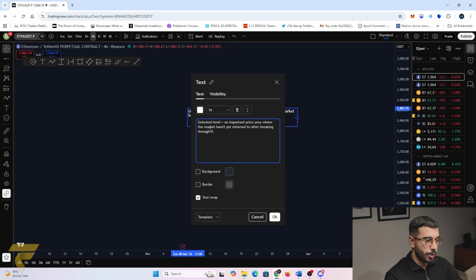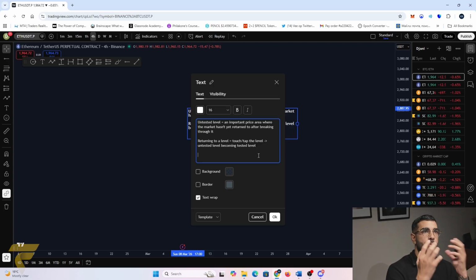However, you need to understand, whenever I talk about returning to a level, it needs to touch the level, it needs to tap the level, touch or tap the level, and that eventually results in an untested level becoming a tested level. Okay, that's very important to understand.